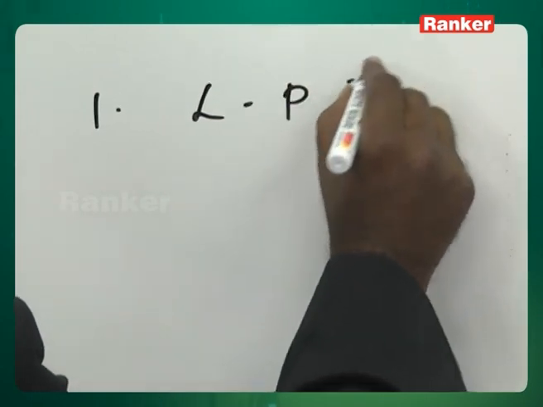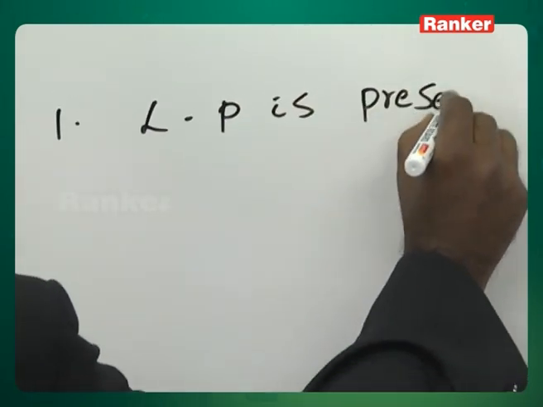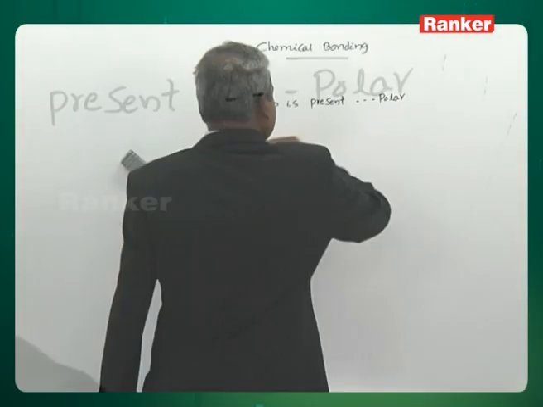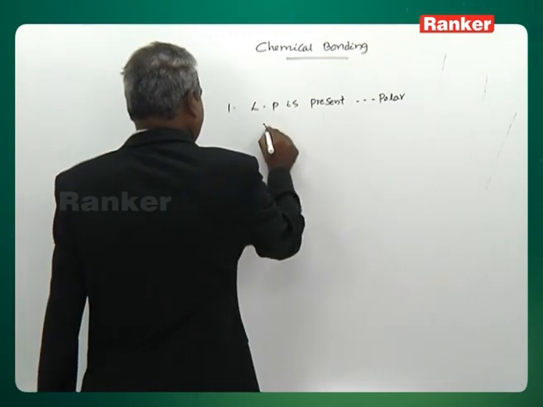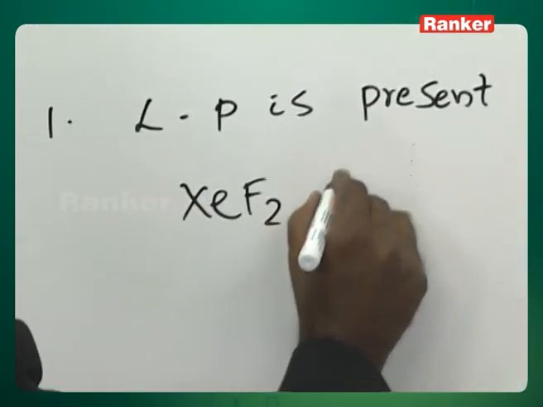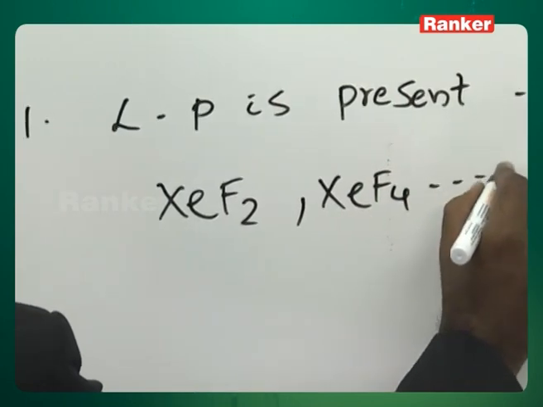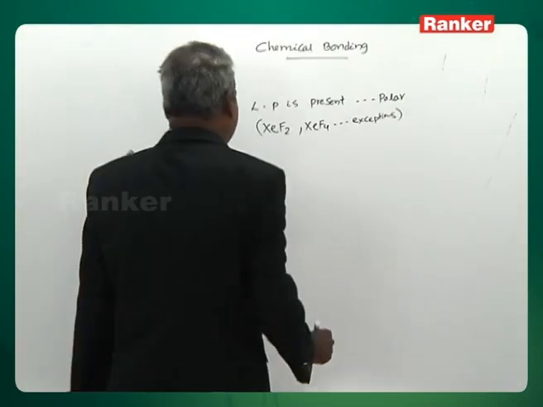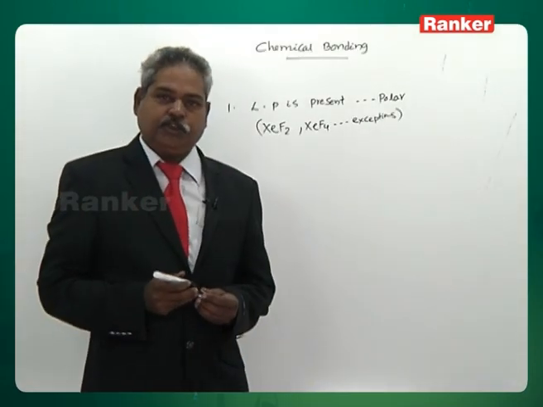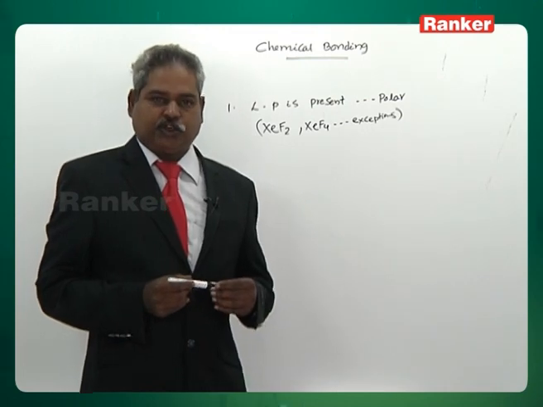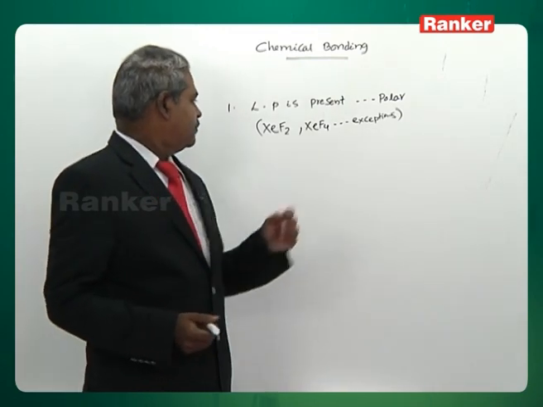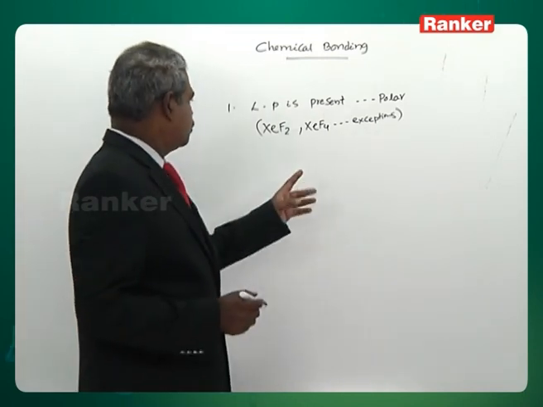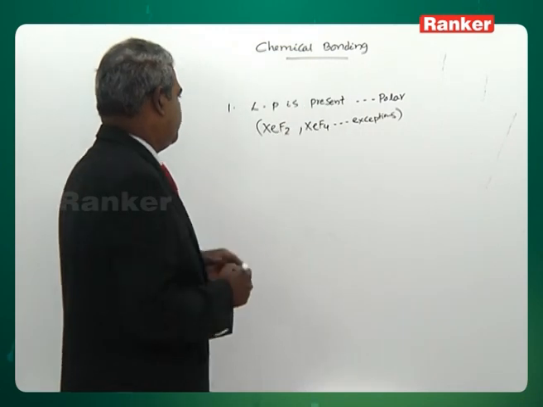Lone pair is present. In a molecule, if lone pair is present, then that is polar. Of course, XeF2 and XeF4 are exceptions. The reason being, despite the presence of lone pairs, these two molecules have a symmetric structure. XeF2 is linear and XeF4 is square planar. Therefore, except these two, if a lone pair is present, it is polar.